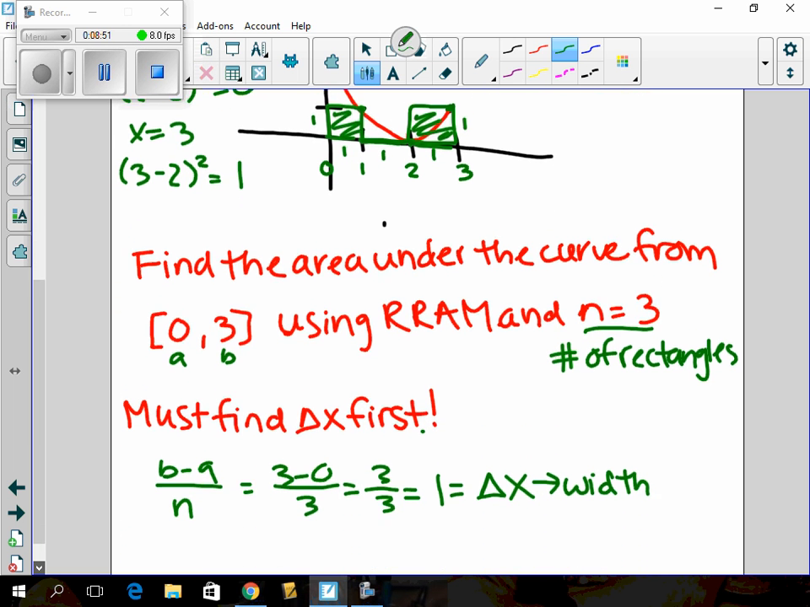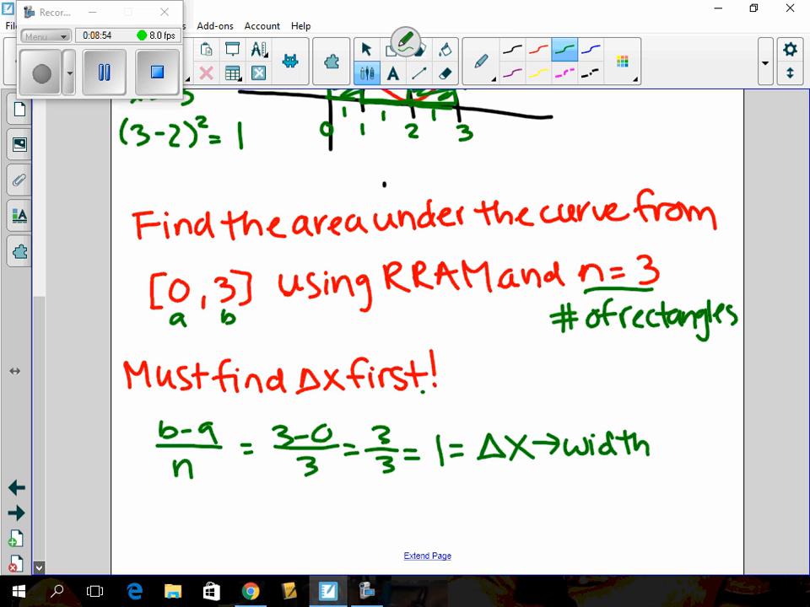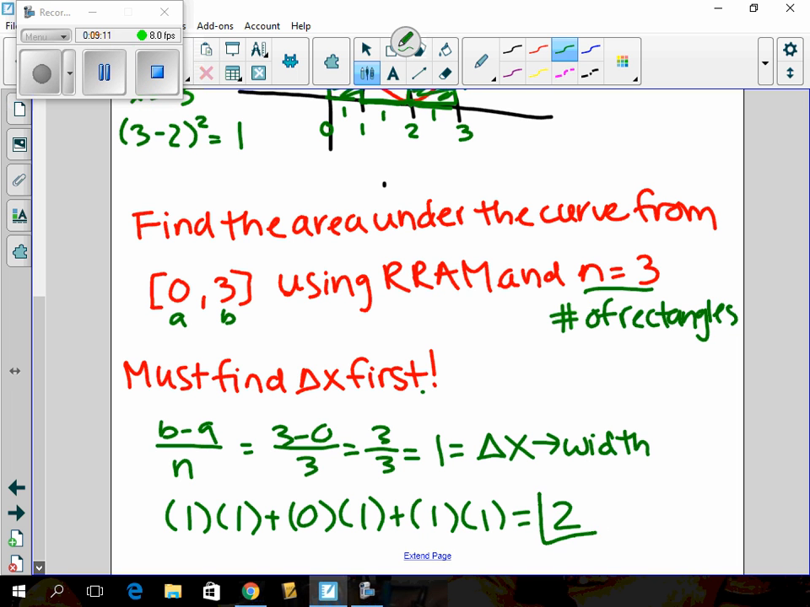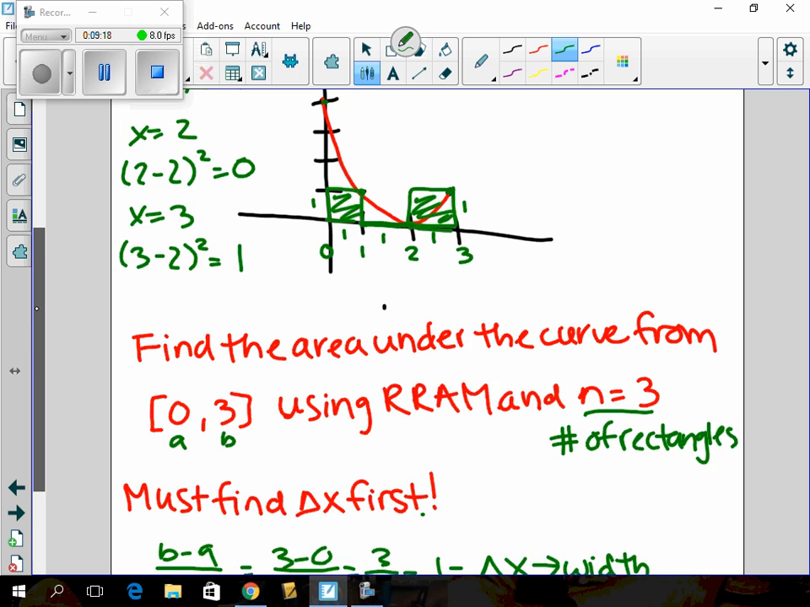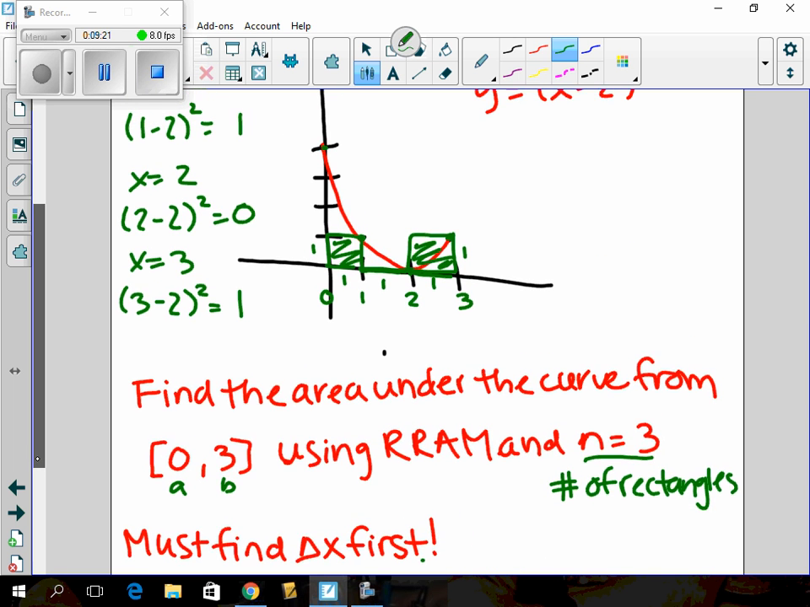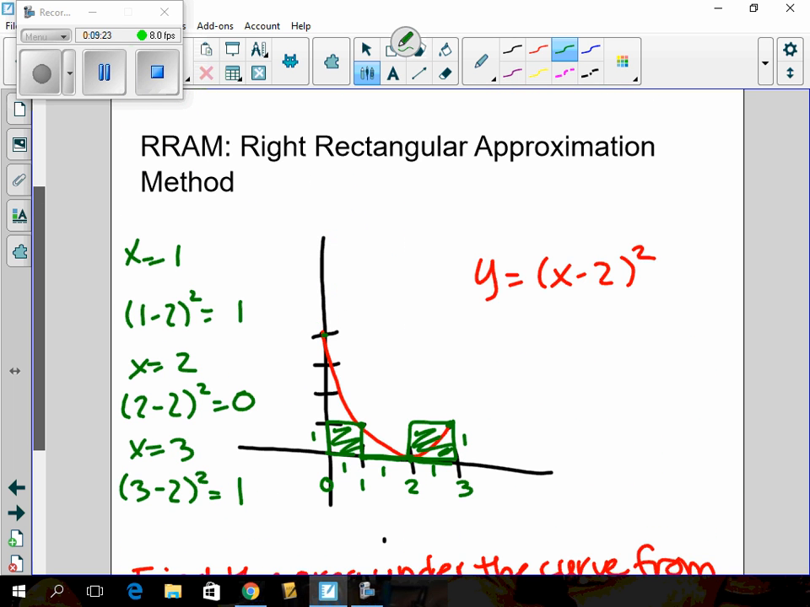So I need to plug in my length and width. So my first rectangle had a length of 1, a width of 1. My second rectangle had a length of 0, a width of 1, and my third rectangle had a length of 1 and a width of 1. So this ends up being 2. So this is my approximation of the area under the curve, y equals x minus 2 squared, using the RRAM. And as you can see, not the best approximation.